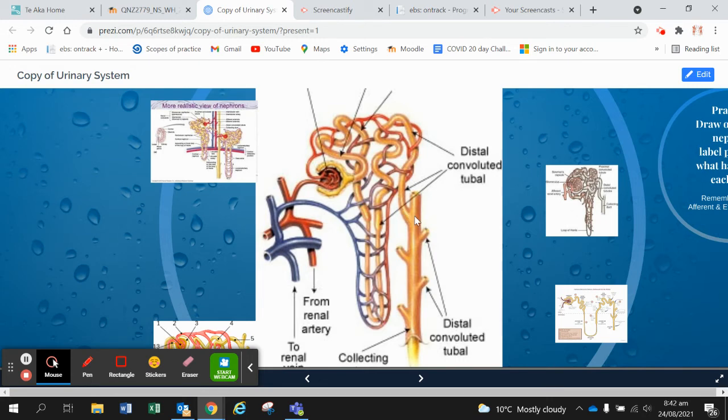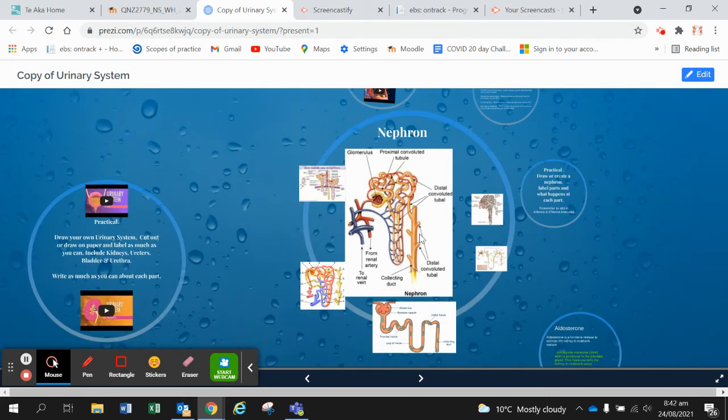Therefore, by the time it gets to the collecting duct here, it should be mainly urine. It's done all its toing and froing and filtration in the nephron, but by the time it gets to this collecting duct, it's basically almost urine.